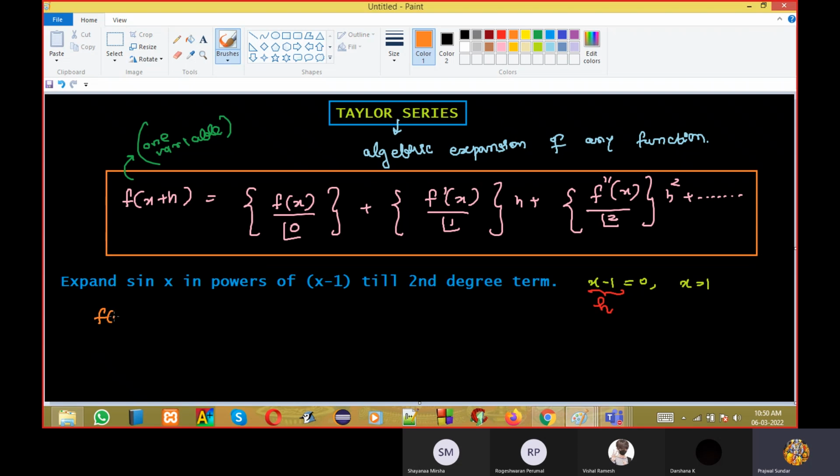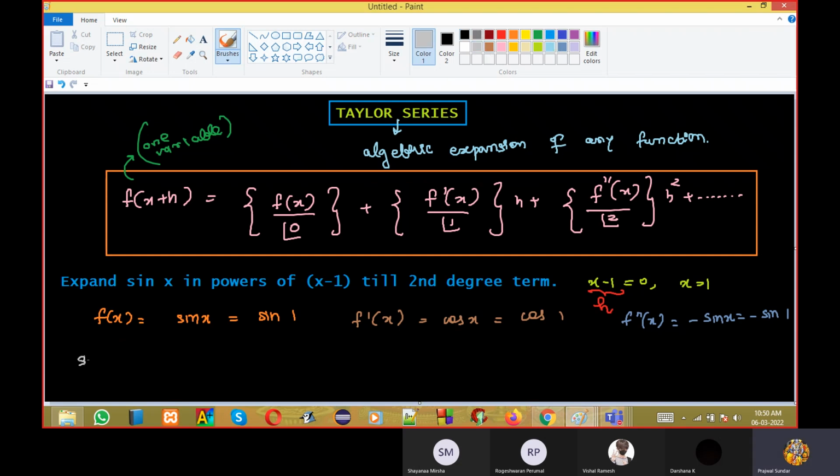What is f of x? f of x means sin x, which equals sin 1. What is f dash x? It will be cos x, and you substitute 1, it will become cos 1. And f double dash x is what? Minus sin x. Now you substitute 1, it will become minus sin 1. That's it. Over. Now you are expanding.